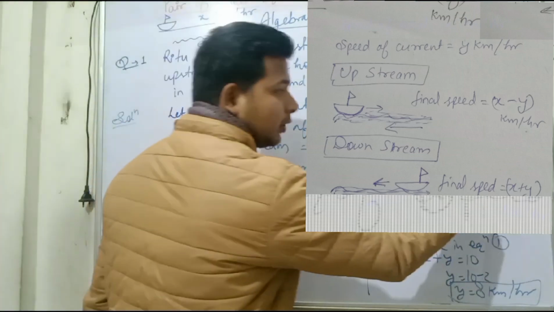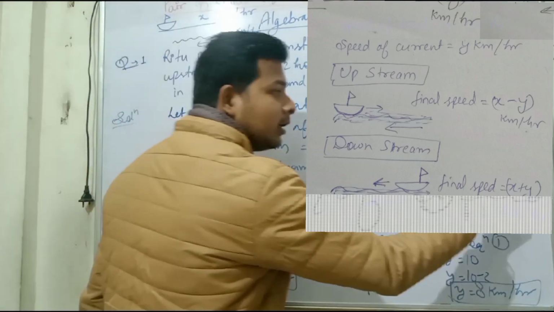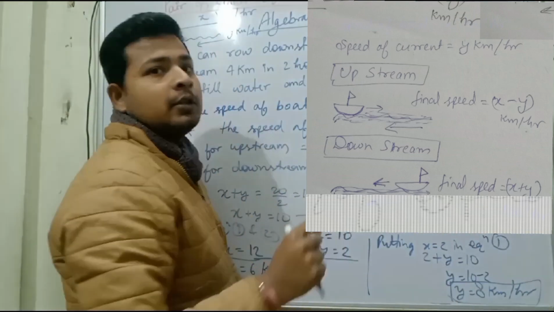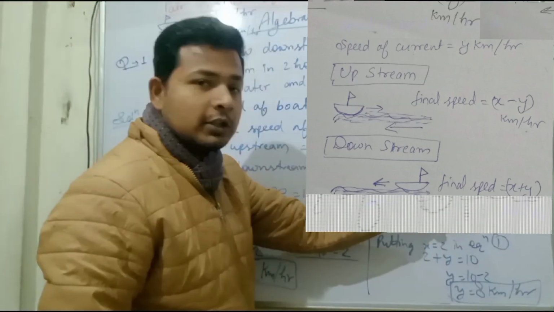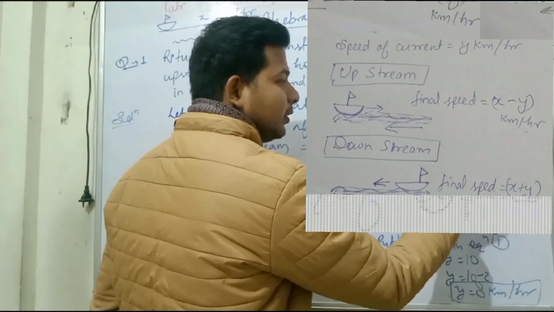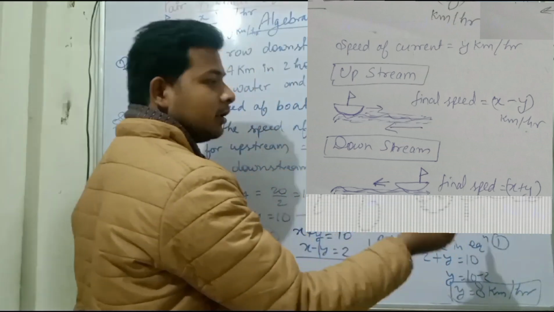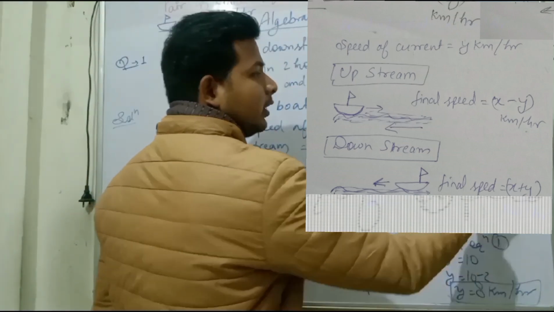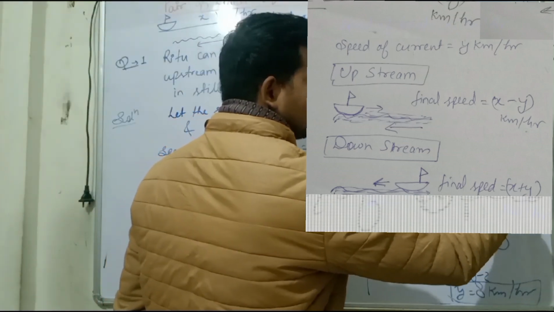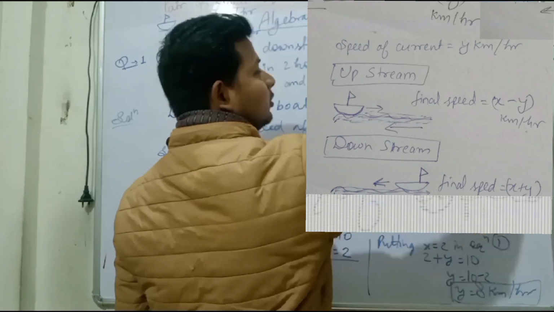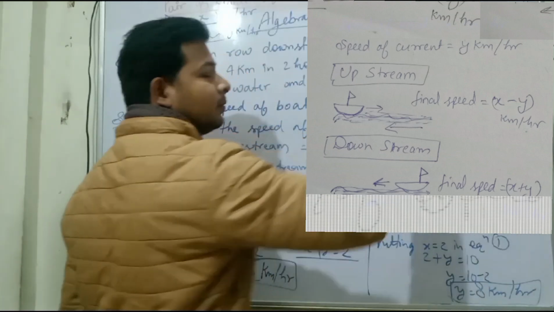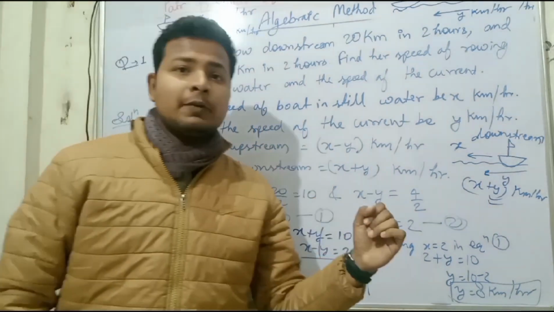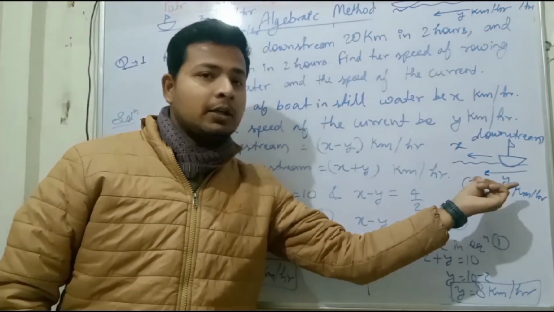I hope this is clear to all of you, because the boat is moving in this direction and the current is helping that boat to move faster in that direction. So we have to add the speed of the boat with the speed of the current. This is the concept of downstream, and this is the concept of upstream. Okay, I hope you all have understood the meaning of upstream and downstream.